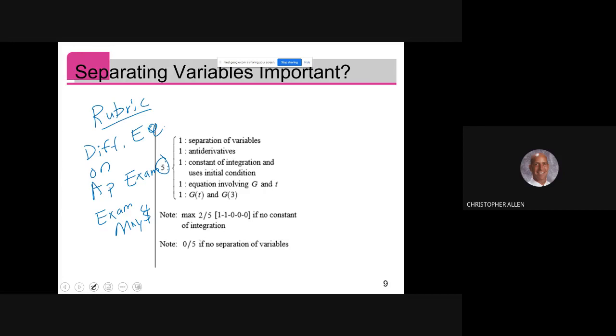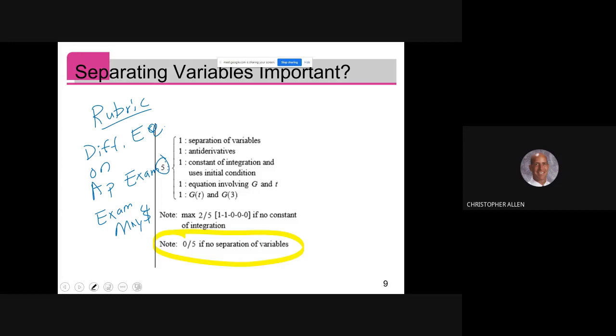And here's what I want you to notice. In fact, I want to highlight this, and you may want to do this in your notes too, right here. And I'm going to read it to you very slowly so that it hopefully sinks in. Note, 0 of 5 points if no separation of variables. Which means you could be doing wonderful math, you could be doing awesome calculus and getting all your integrals right. And if you forget to separate the variables, you're going to get 0 points.